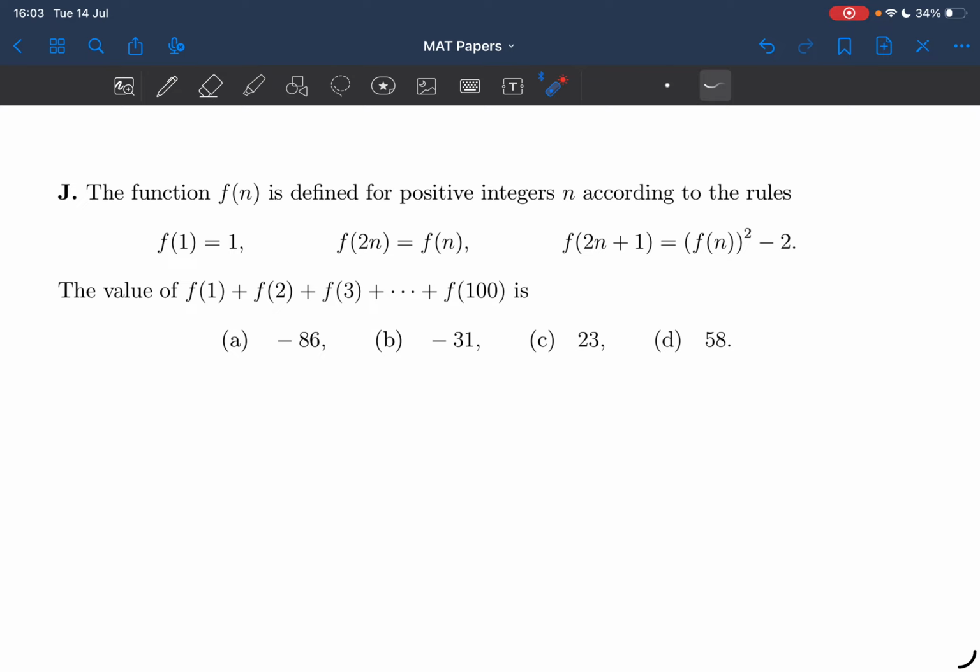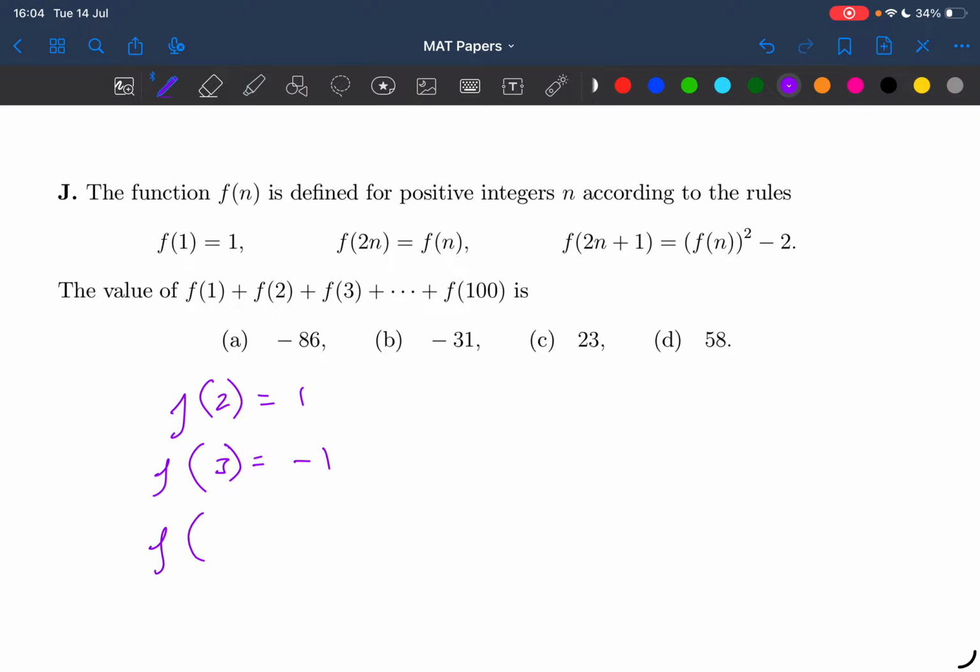We've got some function defined for positive integers of n according to these rules. So start at 1. If you've done half of this before, then you're going to get that same value. And if it's a different one that you've not done before, you take the half of the value and square it, take away 2. So let's look at some of them. We know the first one. What's the second one going to be? Well, we've done half of that, haven't we? We've done 1, so it's just the same. Should be 1 as well. Let's look at 3. I haven't done half of that, so I need to look. N would be 1, so making 2 times 1 is 2, plus 1 is 3. So f of 1 was 1, square it is 1, take away 2 is minus 1.